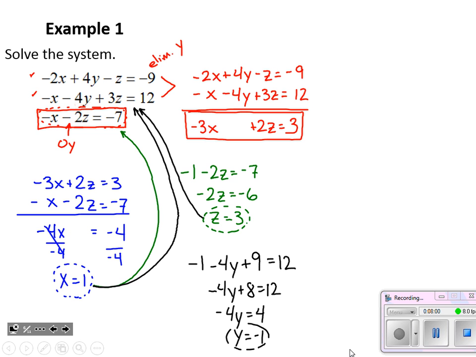Now I can bring everything together into my final solution. 1, comma, negative 1, comma, 3. There's my ordered triple solution to that problem.